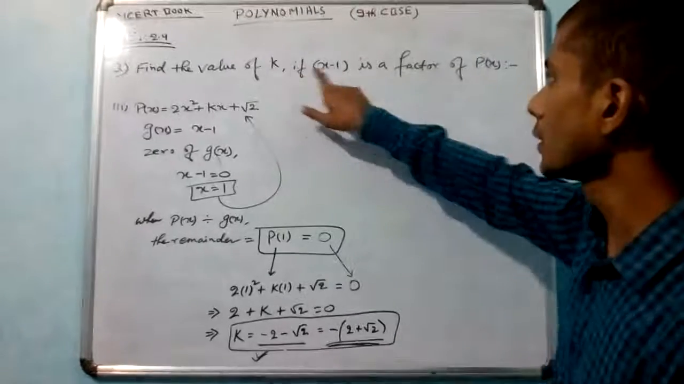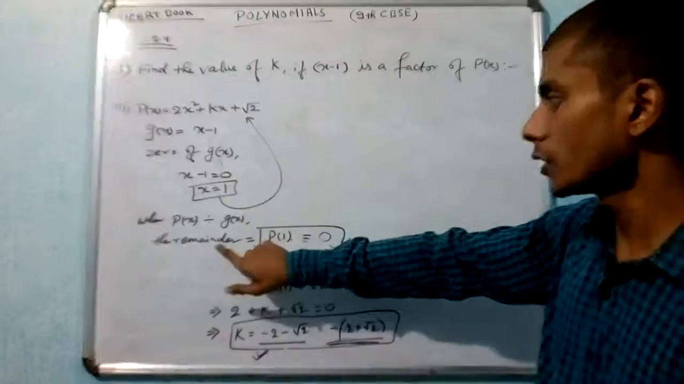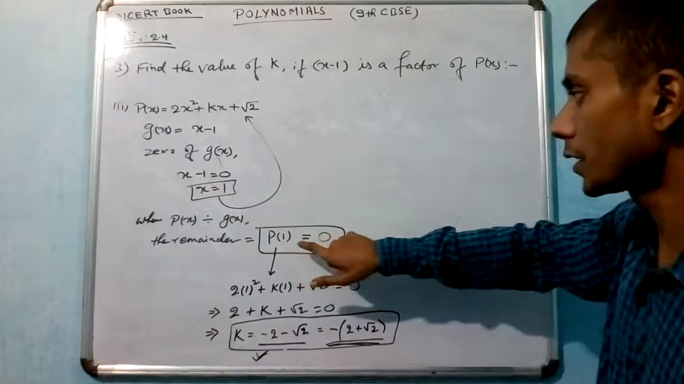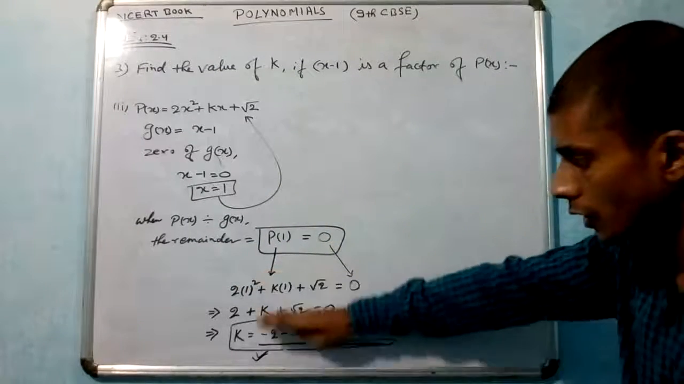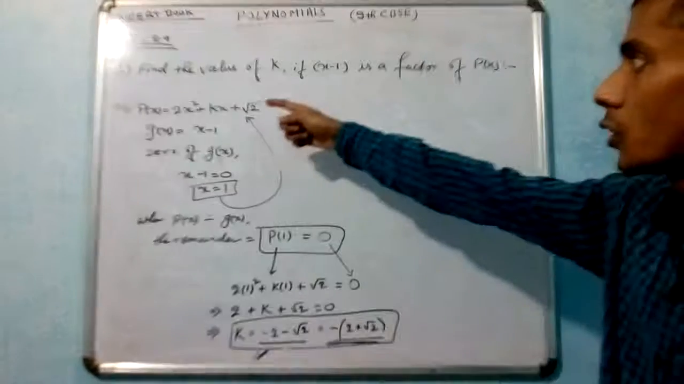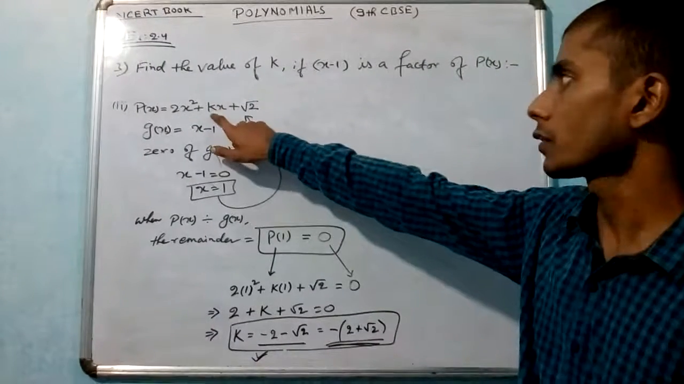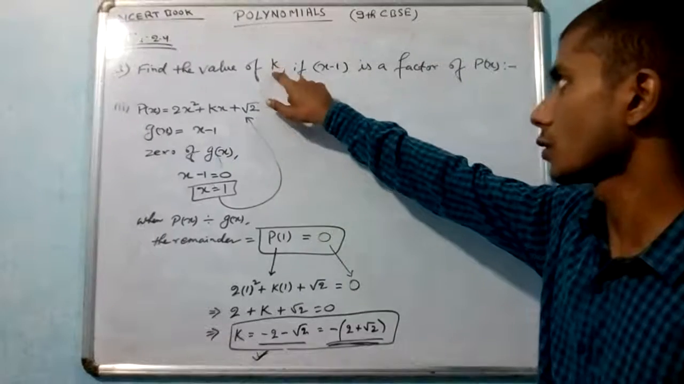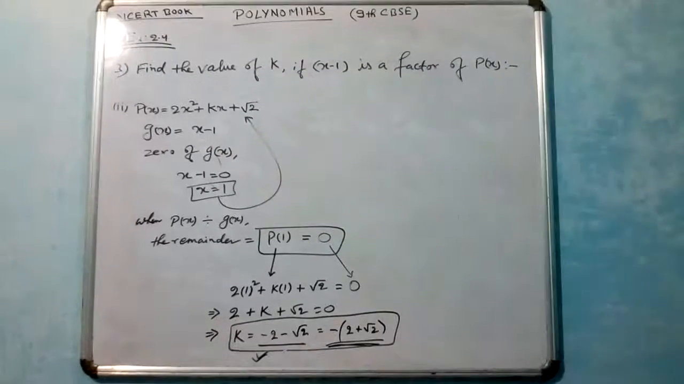Simple. The remainder theorem only we applied, made it equal to 0, and then solved the equation. We got the value of the unknown. What was unknown here? K, and that was being asked. How much is k? So we found k. Easy, no?